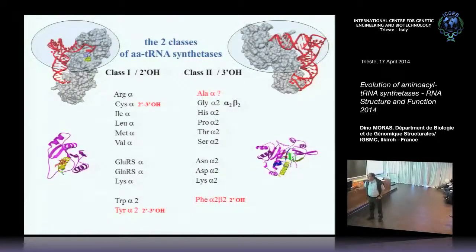But you see here is the Rossmann fold, and that's the other fold. What is interesting from the evolutionary point of view, I pointed out to you that this is a very common fold. All kinases, it's one of the most abundant domains found in the protein structures.